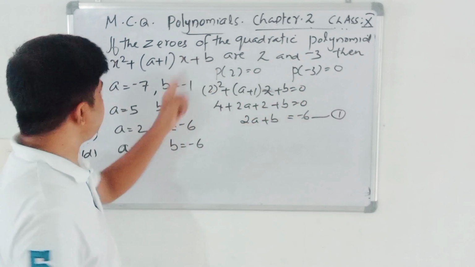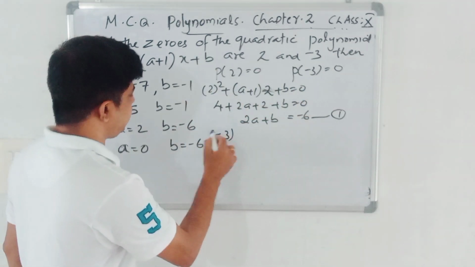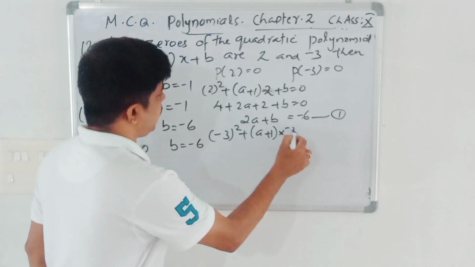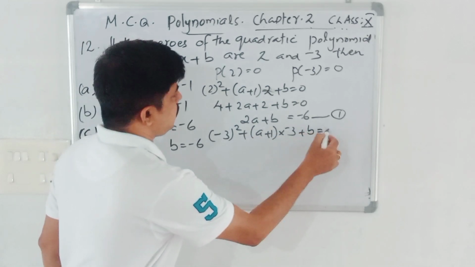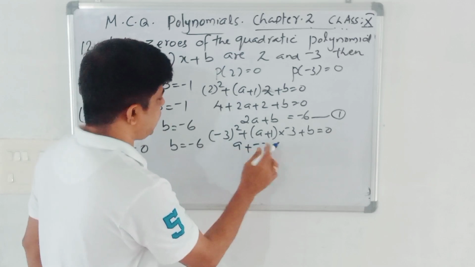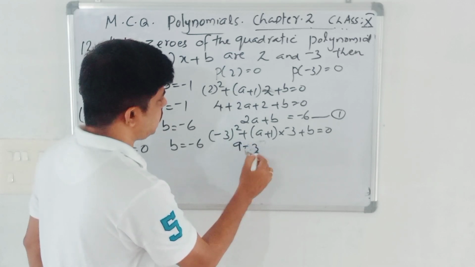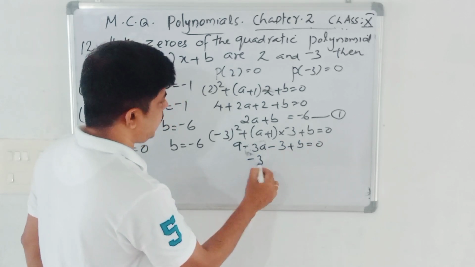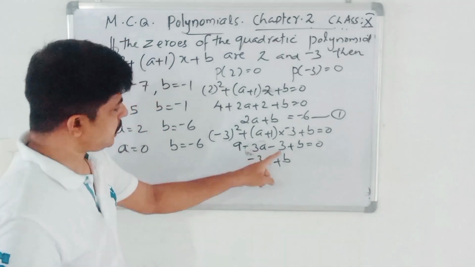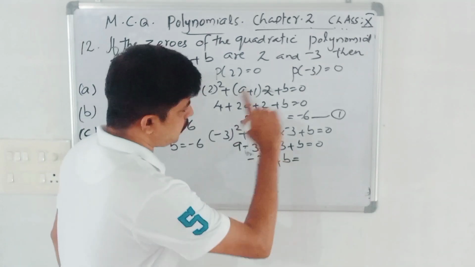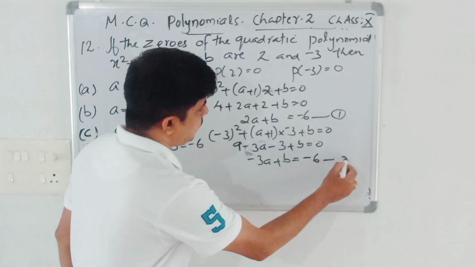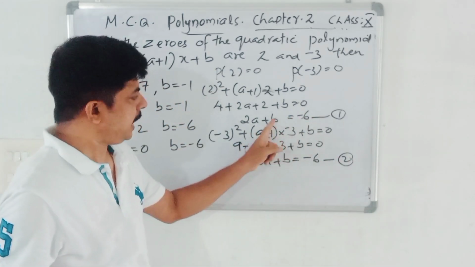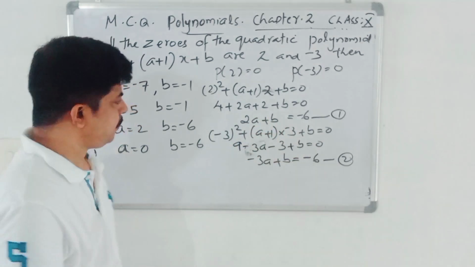Similarly, we can substitute −3 in the same polynomial. (−3)² + (a + 1) × (−3) + b = 0. 9 − 3a − 3 + b = 0. Here we have −3a + b + 9 − 3 + 6... the plus 6 is transposed to the RHS and becomes −6. Now we have two equations, equation 1 and 2, and we have to solve for a and b.